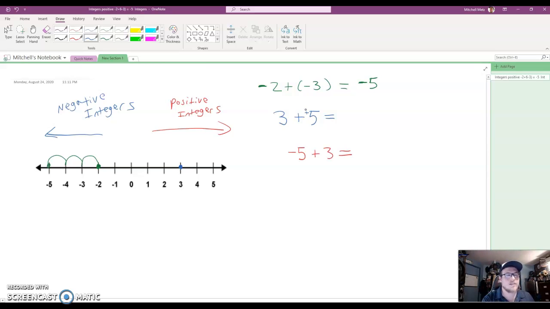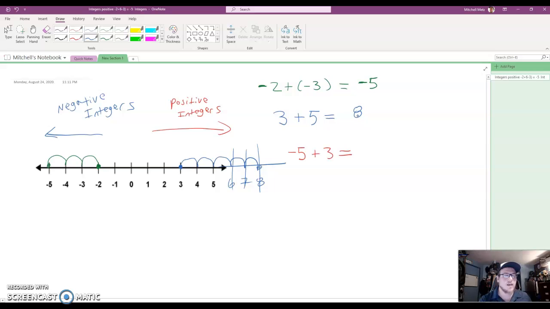So remember, this integer sign for positive is not the same as the addition sign. So now we're just going to count 5 to the right: 1, 2, 3, 4, 5. So that will be my answer for this one. I counted 5, 6, 7, 8. So 8 will be my answer for this one.